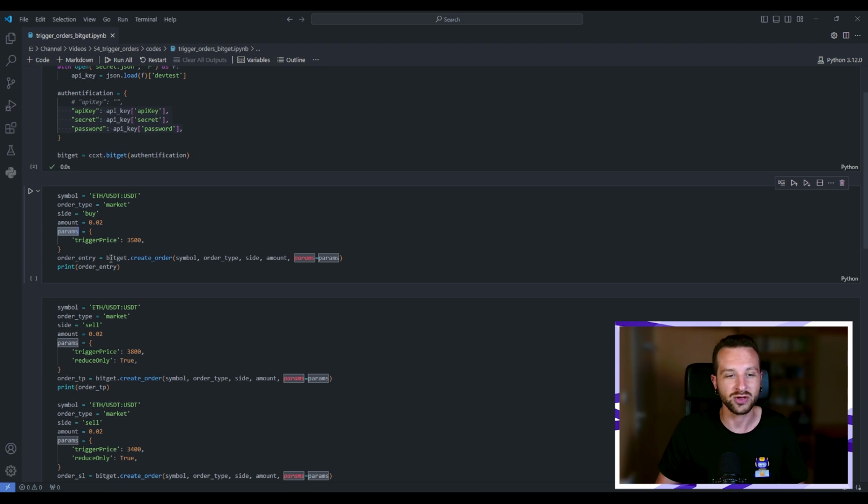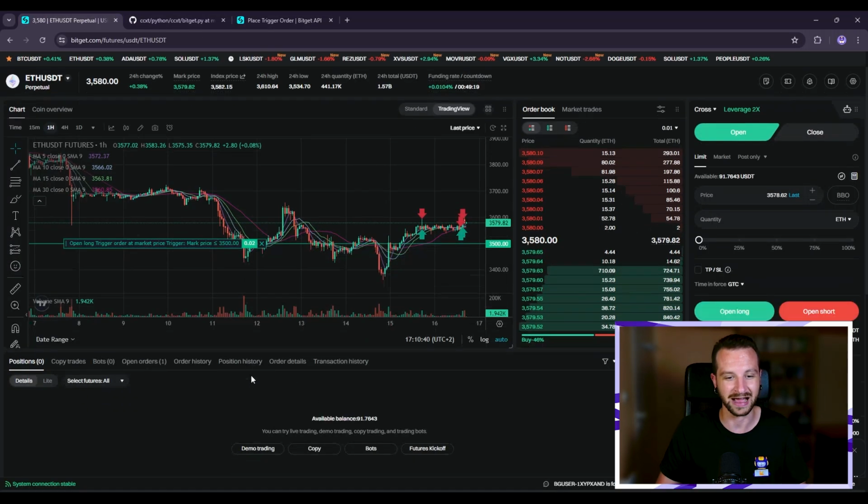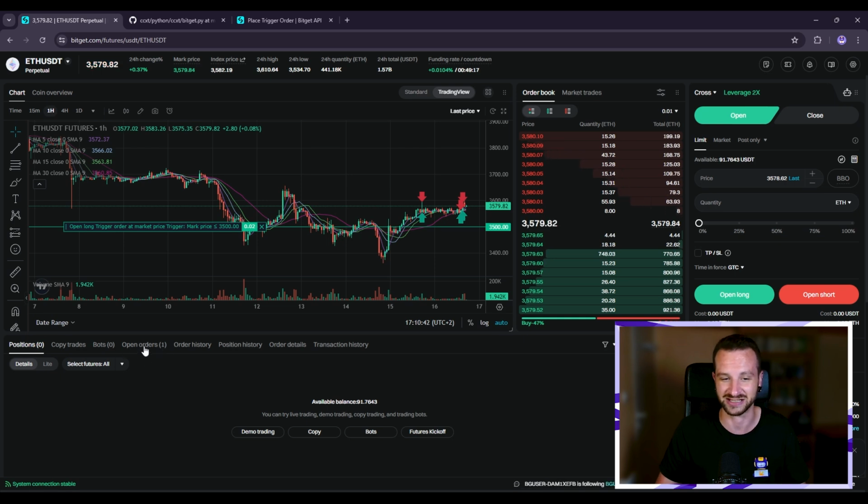Anyways, so you can see I'm saving here the order entry, so the results of what's going to be from this create order, and I'm printing it as well. So you know what? Let's actually run that cell. And in principle, we should also see this updating here. And indeed, it just came.